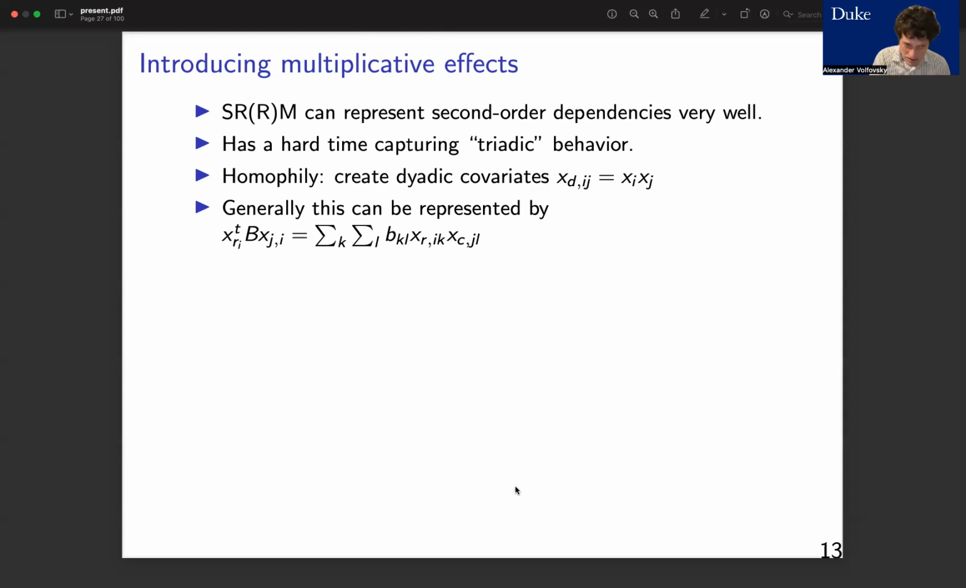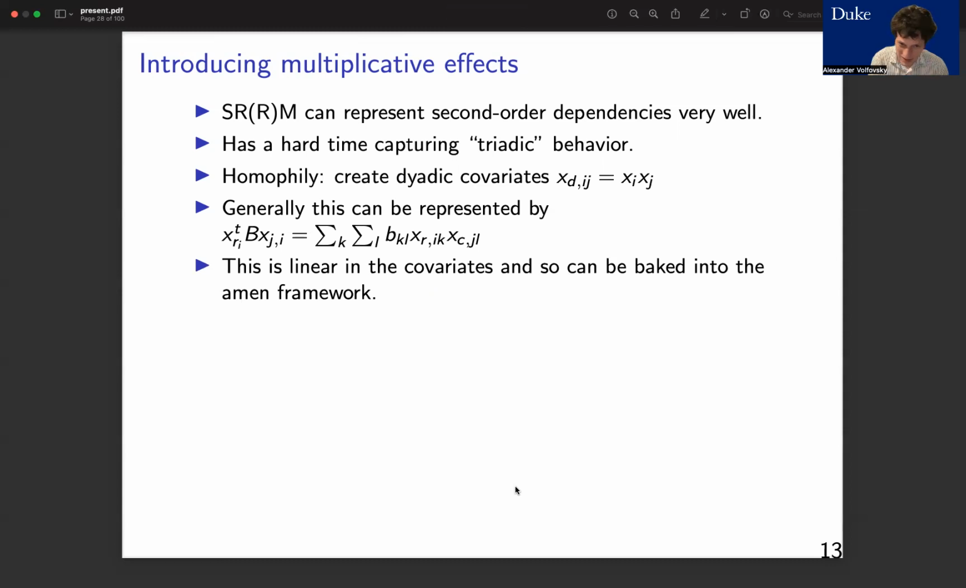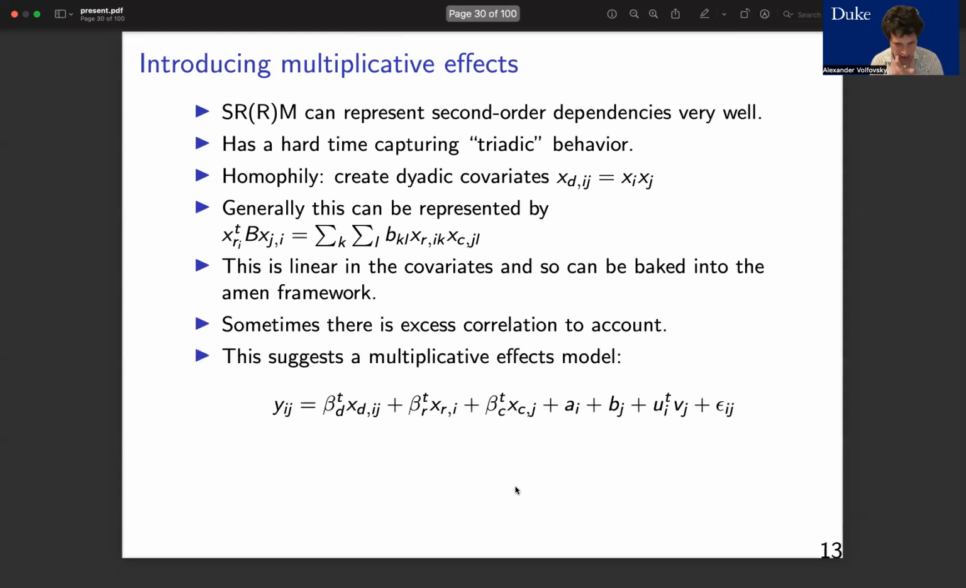In fact, you can construct lots of generalized versions of these, but while that can be baked into the AMN framework, there's still additional excess covariance that you might want to account for. And this suggests introducing latent or random multiplicative effects. So this draws a parallel to observed homophily that can be placed into the dyadic covariates, and now introduces it as a multiplicative random effect.